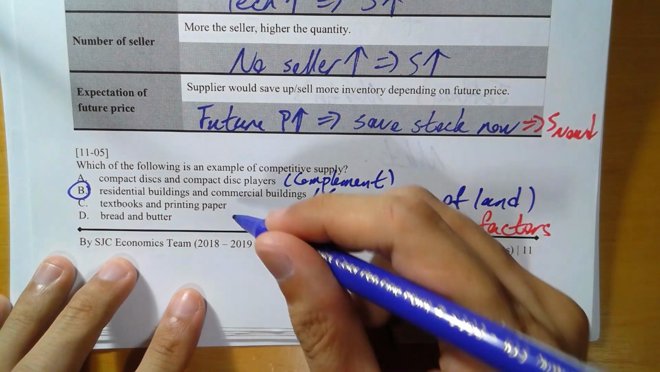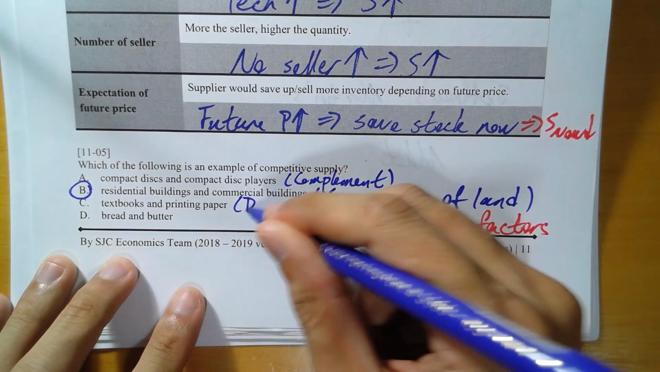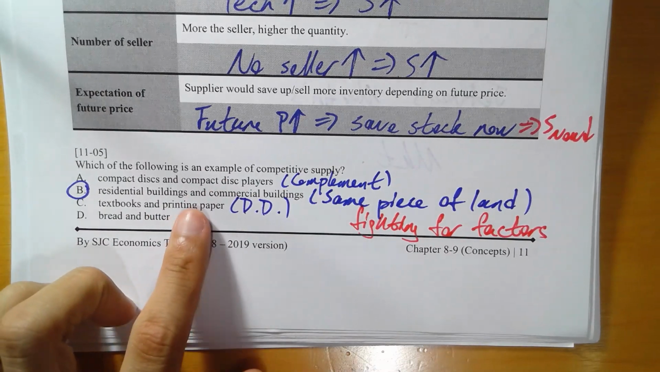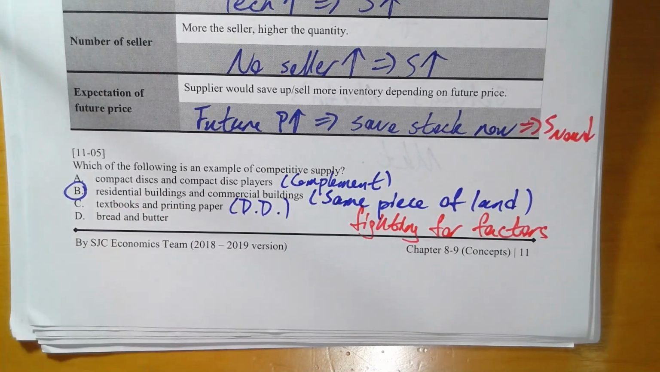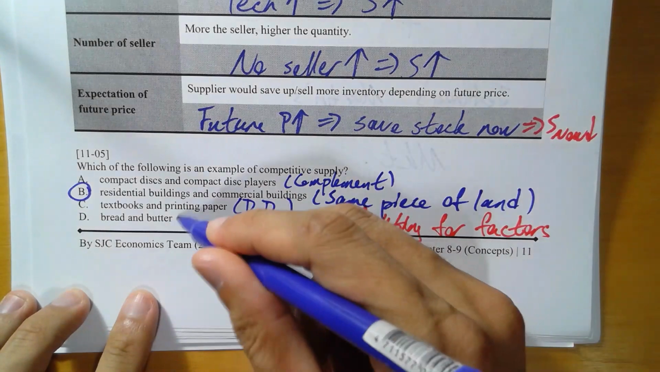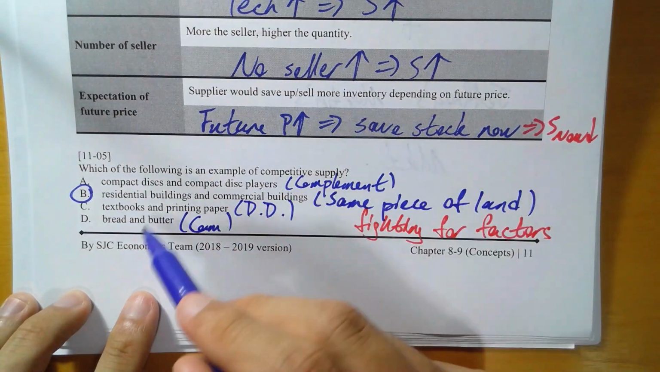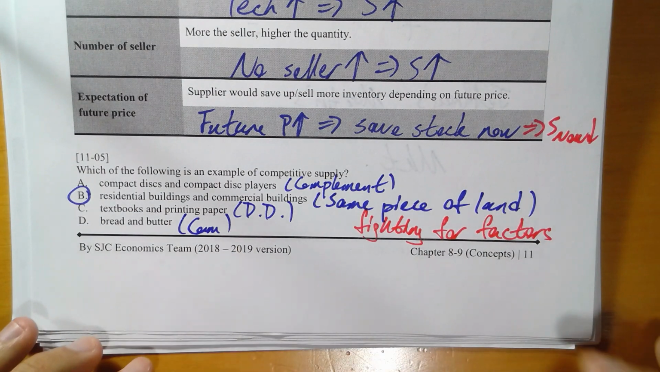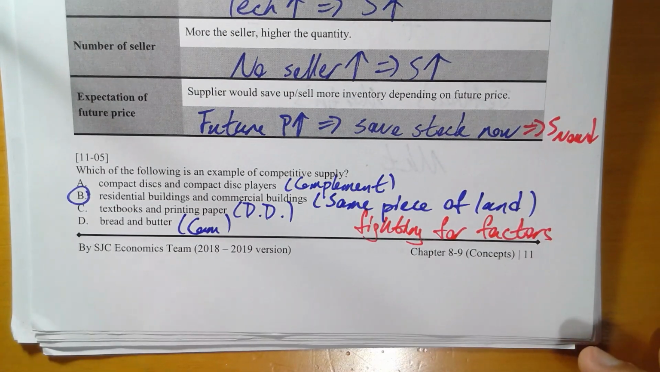Now, textbook and printing paper, I think they actually belong to derived demand because here it is an input and output relationship. Bread and butter, I think they are actually complements. You eat bread together with butter. They are used together. Okay, so you see, so short. Yes, supply is a relatively short topic, alright? Not as important as demand.